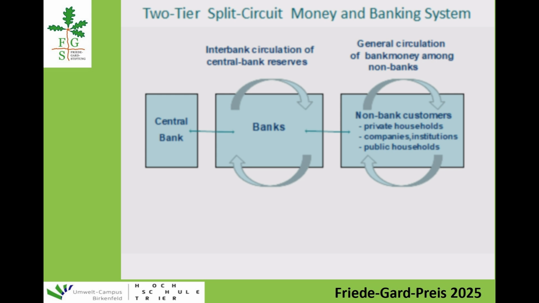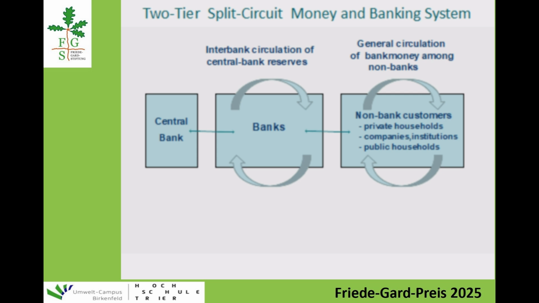And the second tier, right side in that picture, is between the banks and us, the bank customers. And this is the general public circuit based on bank account balances, demand deposits, as we, the customers, use them for making cashless payments. And meanwhile, those balances are quite simply called bank money. So there is central bank money and bank money. And the two tiers here are related to each other in that the circuit of bank money is tied to the circuit of central bank reserves.